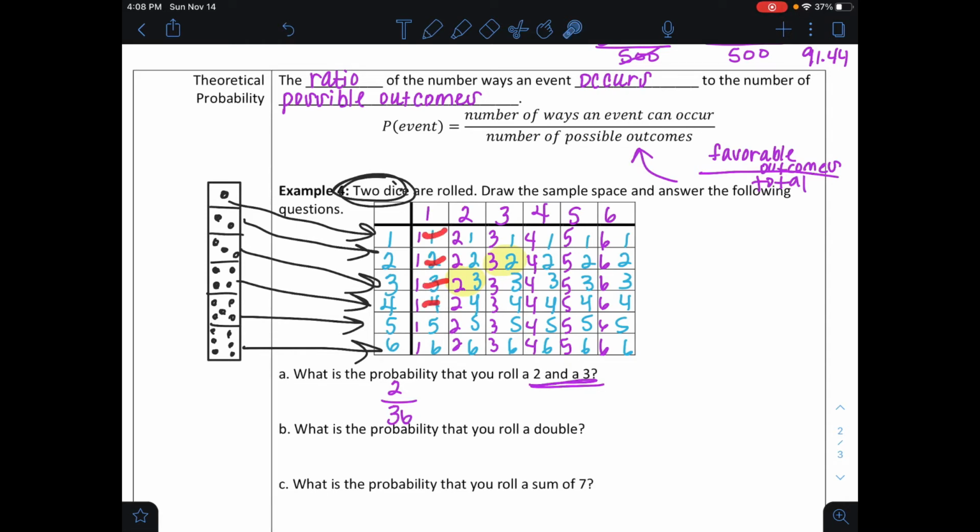Okay, if you don't believe me, look. 1, 2, 3, 4, 5, 6, 7, 8, 9, 10, 11, 12, 13, 14, 15, 16, 17, 18, 19, 20, 21, 22, 23, 24, 25, 26, 27, 28, 29, 30, 31, 32, 33, 34, 35, 36.